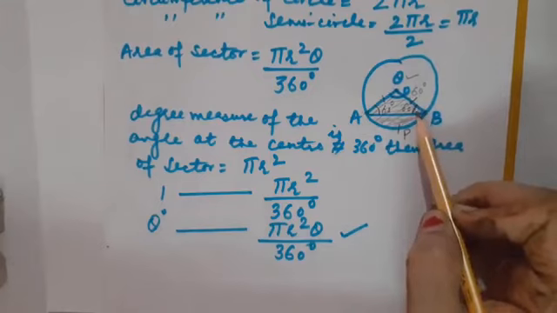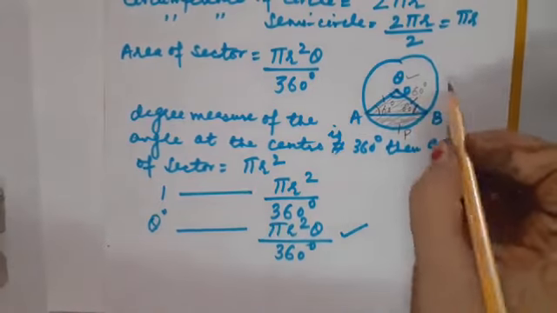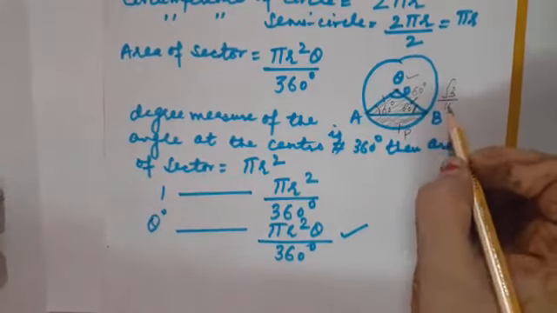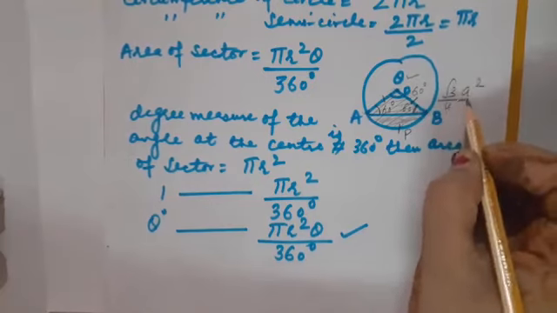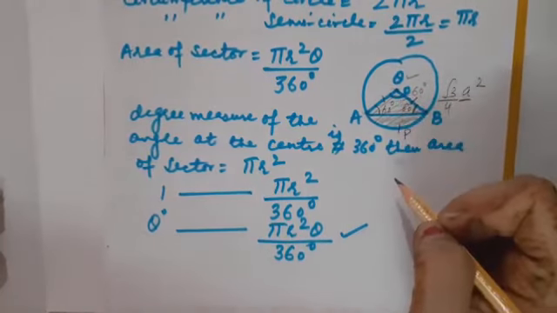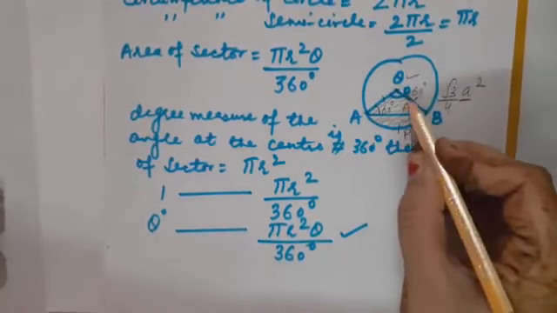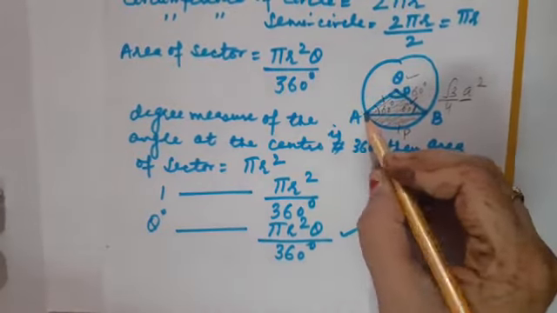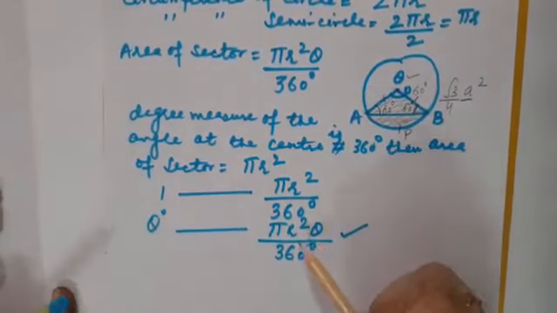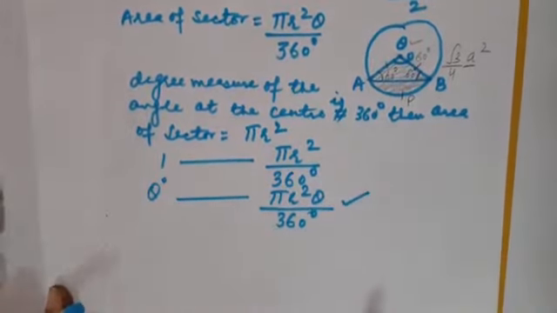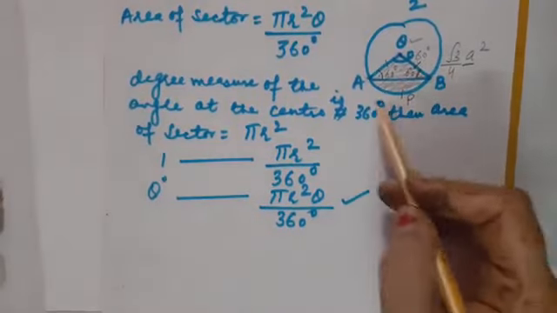And you know how to calculate the area of an equilateral triangle? That is root 3 by 4 a square. Here a is nothing but the radius of the circle, which is actually the side. Here you have to consider these two sides. Correct? So right now I am going to make you understand how I have got the formula of area of segment. This is about segment.